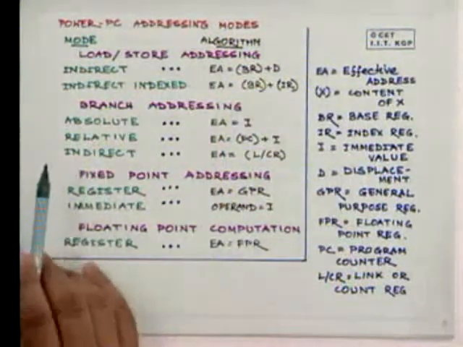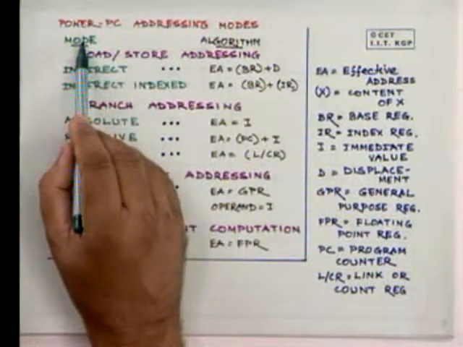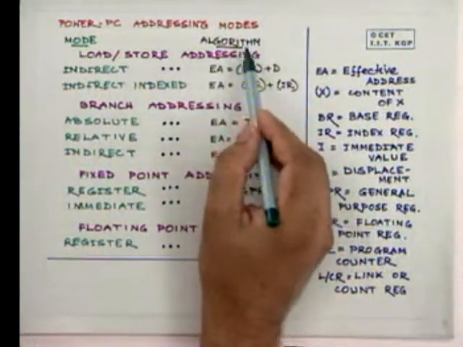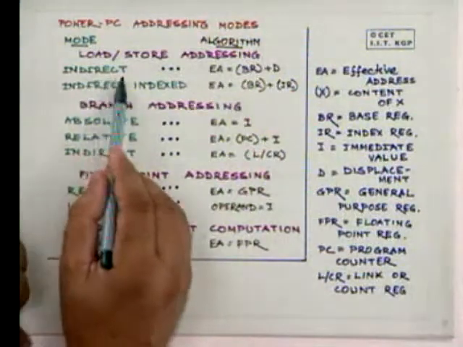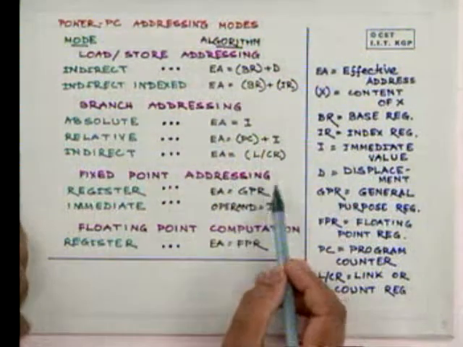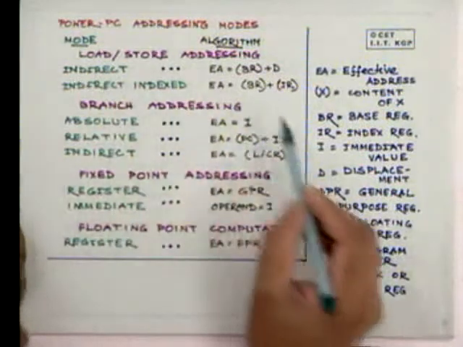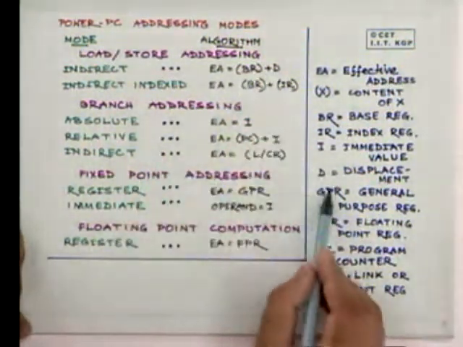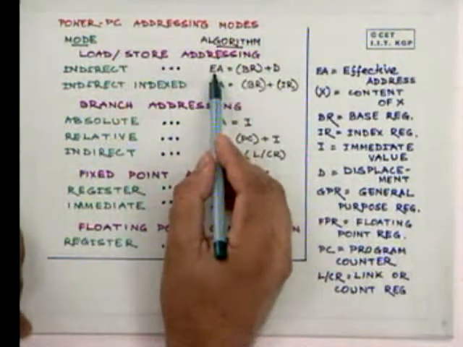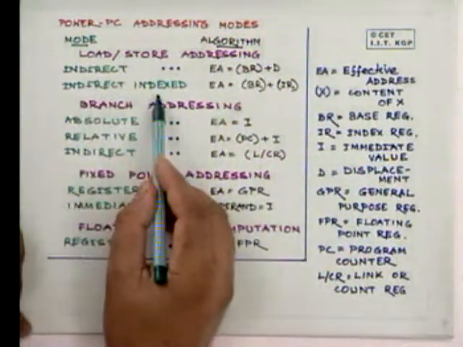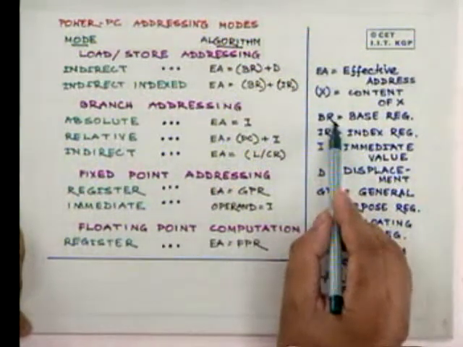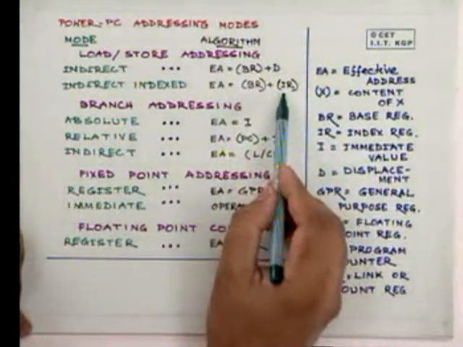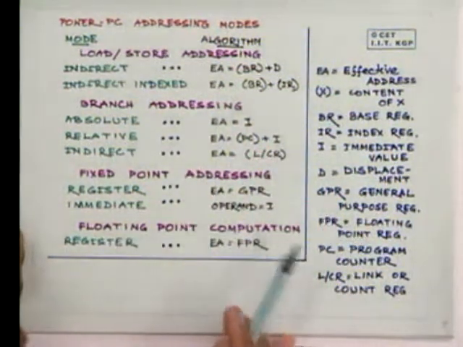Okay, you see here I've shown the mode in green and the address computation algorithm in black. These are the addressing modes simply that are available. This is indirect, that means you take the base register content, add a displacement, right, to get an effective address. Indirect indexed, which means that you take the content of a base register, add the content of an index register, and then get an effective address, okay.